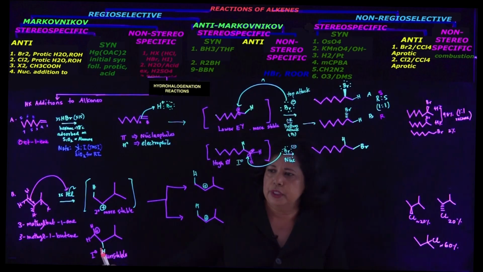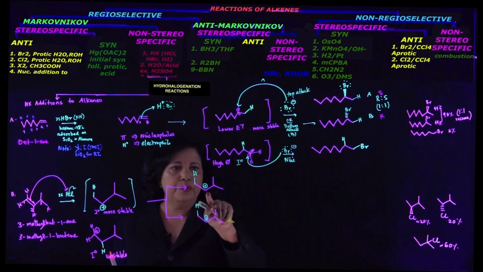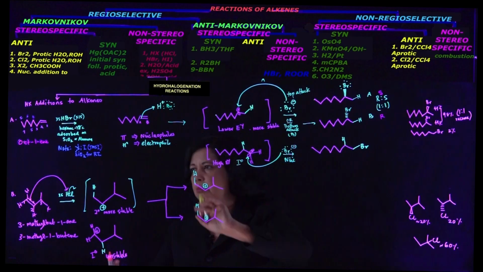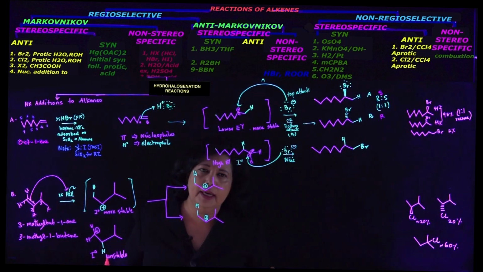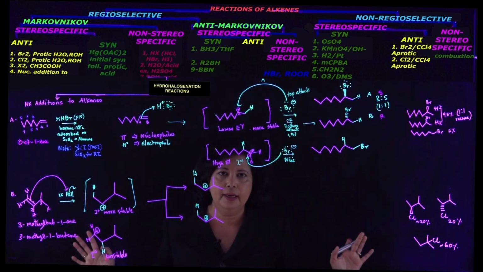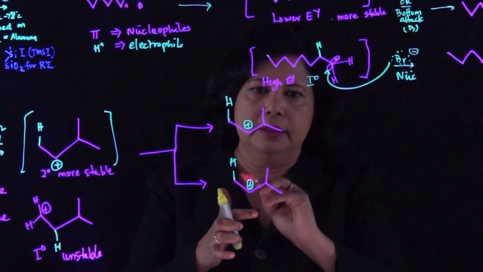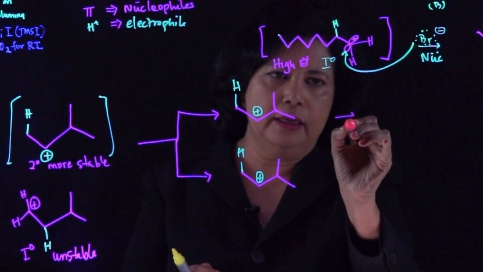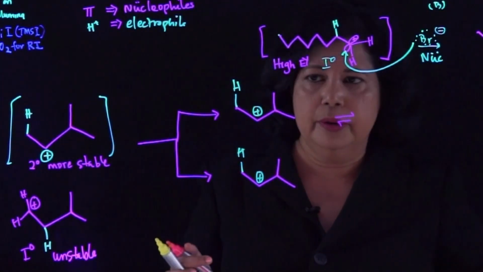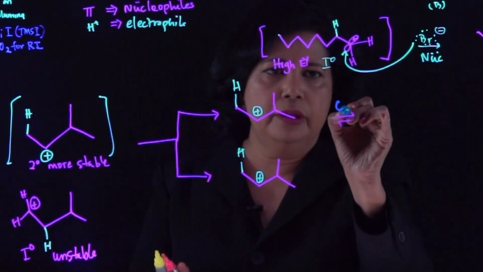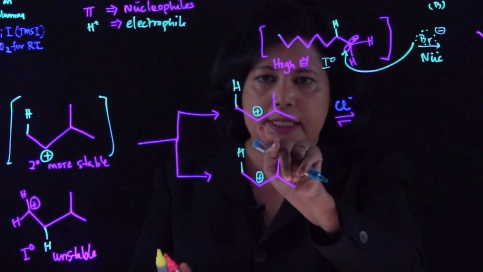There are two options for this. As soon as it is formed, it can get wham bam attacked by the chloride. Okay, before it can think, it happens. All right. Now all these reactions are reversible. So let's say you get attacked by a chloride. The chloride is going to attack right here, and this is a secondary.